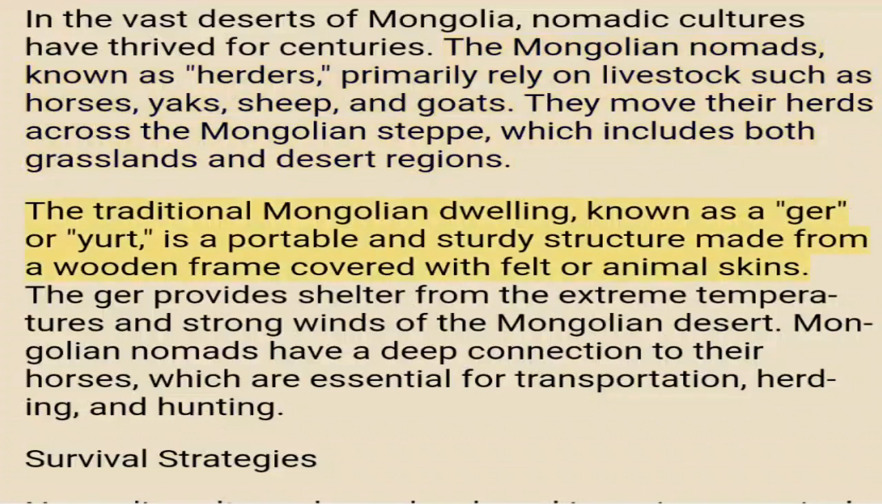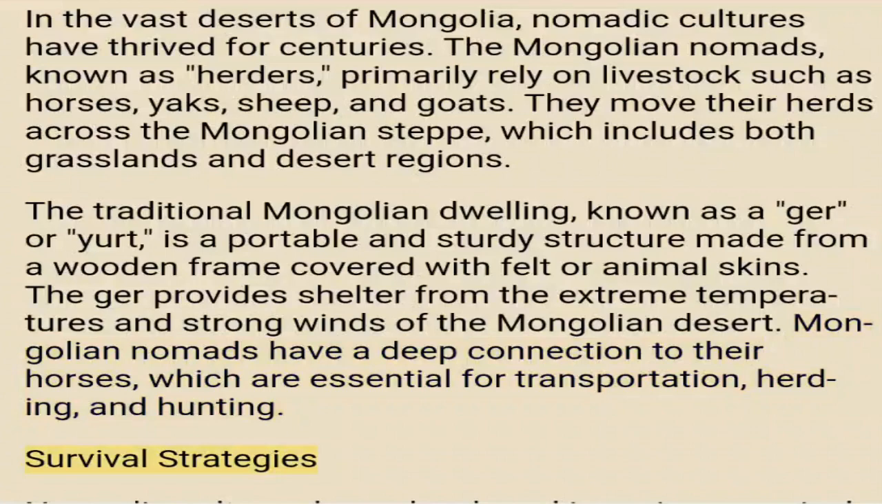The traditional Mongolian dwelling, known as a ger, or yurt, is a portable and sturdy structure made from a wooden frame covered with felt or animal skins. The ger provides shelter from the extreme temperatures and strong winds of the Mongolian desert. Mongolian nomads have a deep connection to their horses, which are essential for transportation, herding, and hunting.